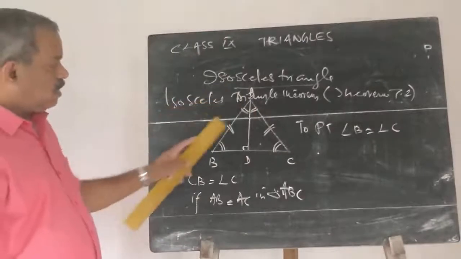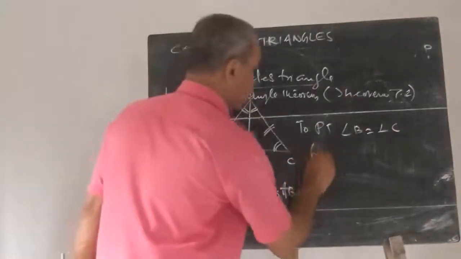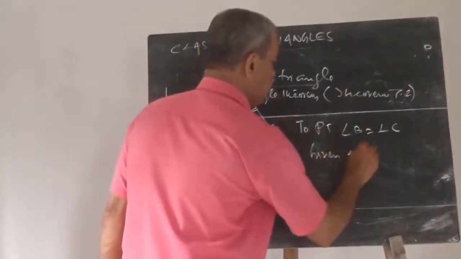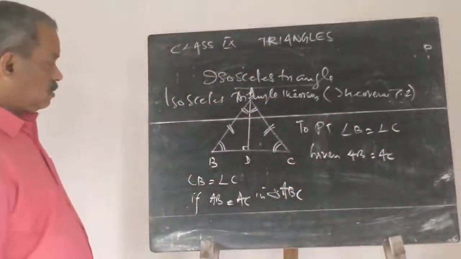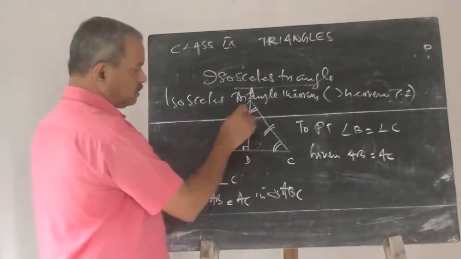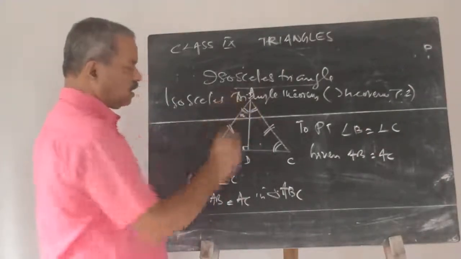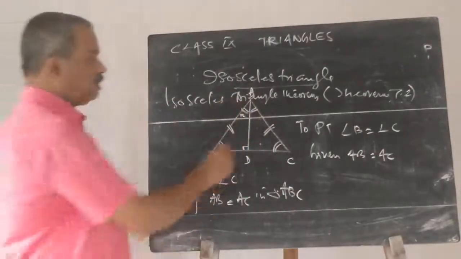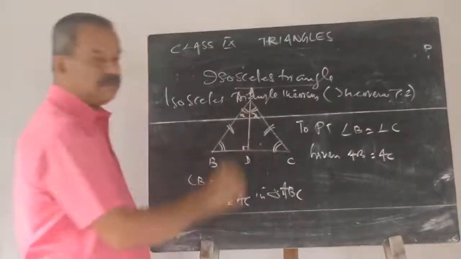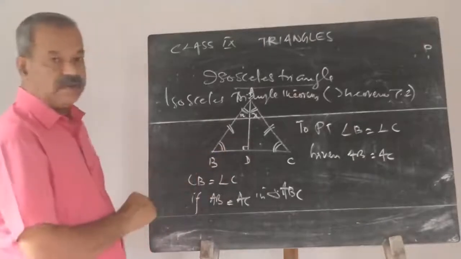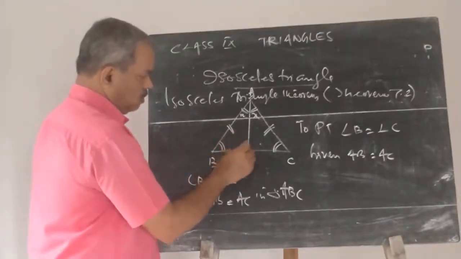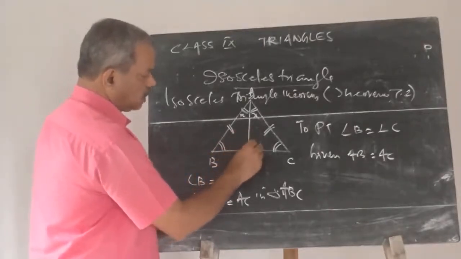Given that AB equal to AC, draw the bisector of angle A. So, the bisector of angle A, suppose this angle is equal to x. Then this is also x, because AD is the bisector. Then what is the measure of this angle? 90. This angle is also 90.